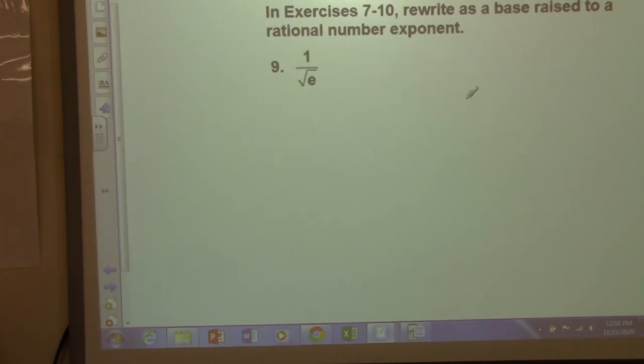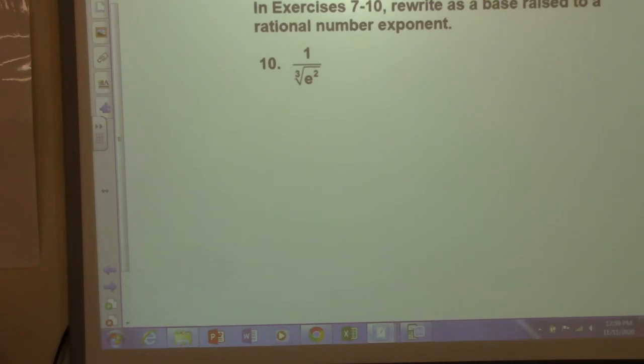And this one here is going to be e to the negative 1/2, because this right here is going to be 1 over e to the 1/2, and then 1 over e to the 1/2 is e to the negative 1/2 power.